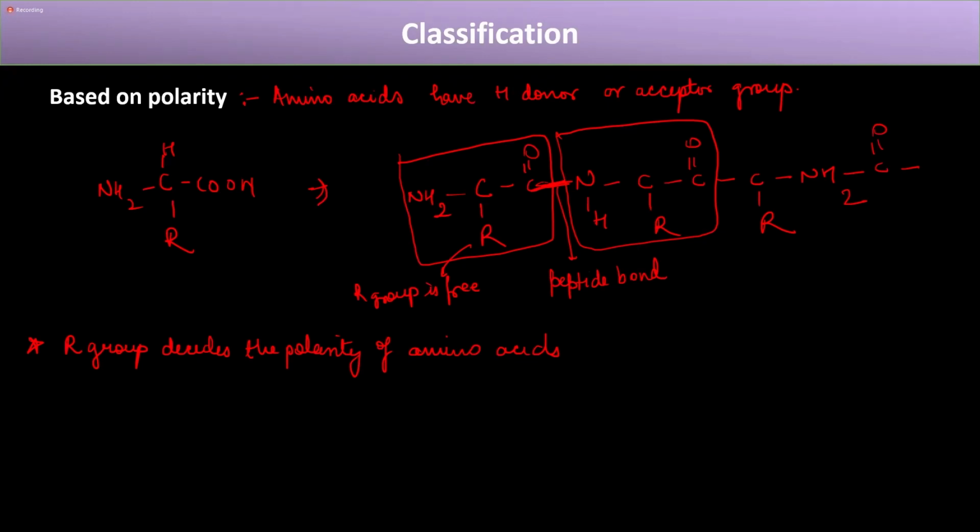So if you divide the amino acids based on polarity, you will do it keeping in mind the R group present on that amino acid, not the NH2 and CO group present on the alpha carbon. One more thing, the carbon on which this R group is attached is known as the alpha carbon. Now, if we talk about the classification based on the R group, there are two types: the first one is non-polar, and the second one is polar.